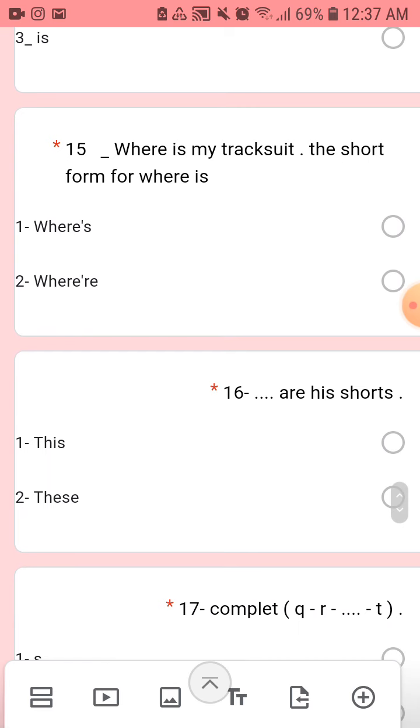Question 15. Where is my tracksuit? What is the short form of where is? Number 1 where's, number 2 where.